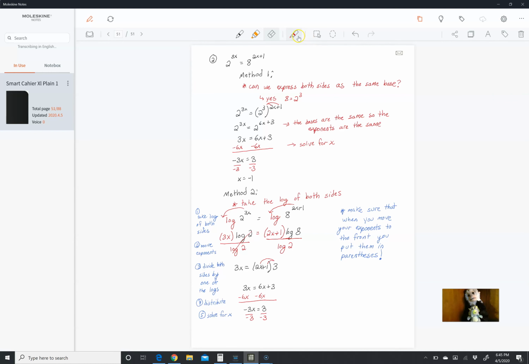And you can see this method is longer. Okay, it's not as nice a method. But it does always work, whereas this one, it doesn't. So it's kind of like in quadratics, the factoring is much simpler in a lot of cases, but it doesn't always work, okay? And you do something like completing the square, which could on occasion be a much longer process, but it does always work. Quadratic formula can be a much longer process, but it does always work. Here, this method 1 only works when we can express both sides as the same base. So let's take another example.